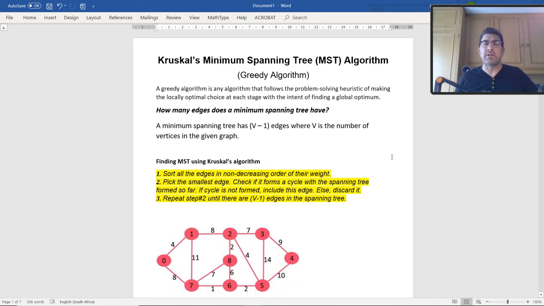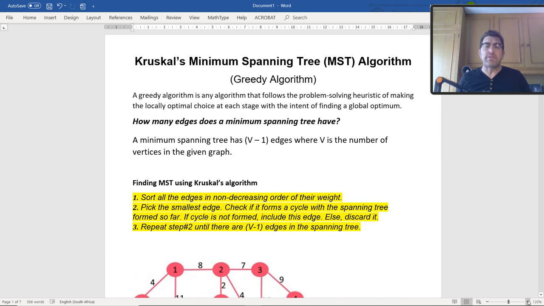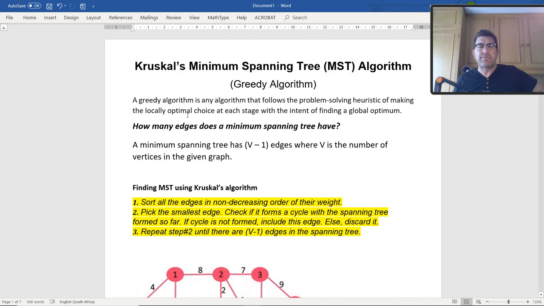Okay, the first thing I'm going to look at now, in terms of spanning trees, are the algorithms that we learn about. The first algorithm is called Kruskal's minimum spanning tree algorithm. It's a greedy algorithm. So what do we mean by a greedy algorithm? A greedy algorithm is any algorithm that follows a problem-solving heuristic of making the local optimum choice at each stage, with the intent of finding a global optimum. Now remember, that optimum can be a maximum or a minimum, we don't know.